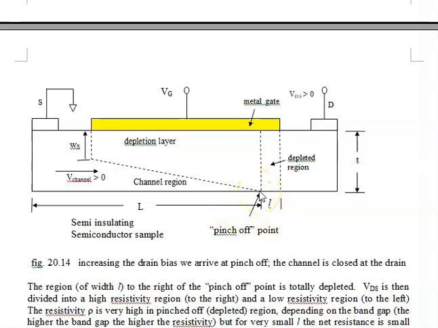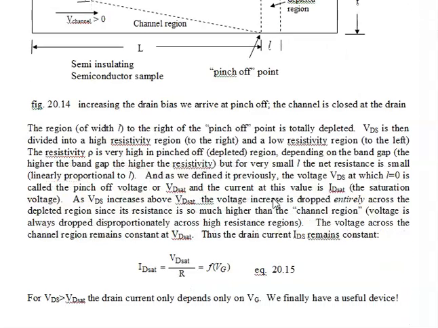This is the pinch-off point, and our VDS has now gotten to the point where from this point here to the end of the gate, which is denoted by little l, this is a high resistance region. And the voltage drop across here is such that the electric field is very large in this region, just like, in fact, precisely like the base collector junction in a BJT, which is reverse biased. I have a large electric field.